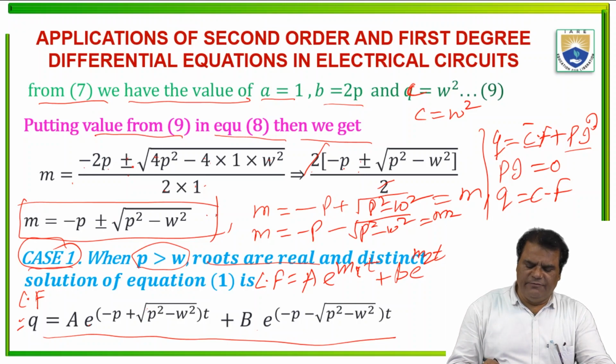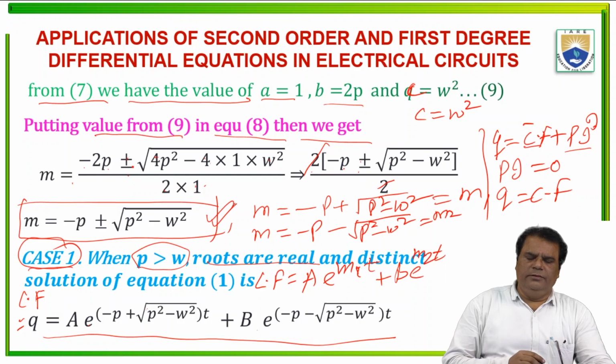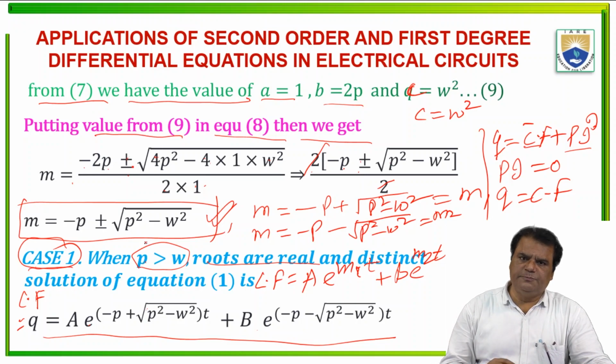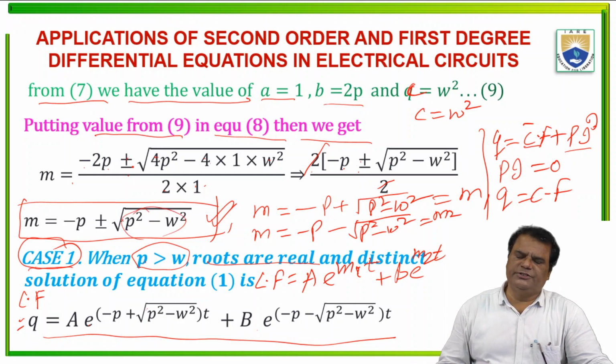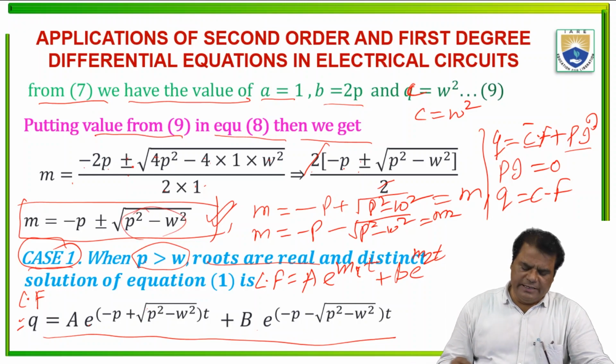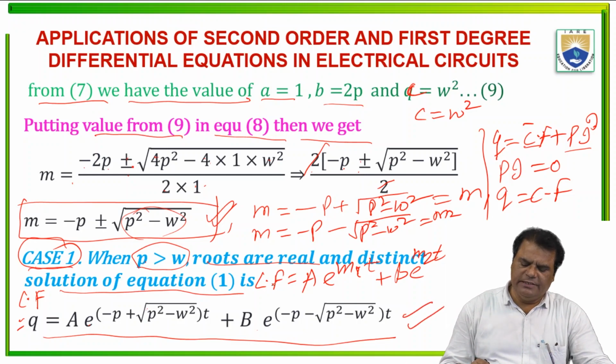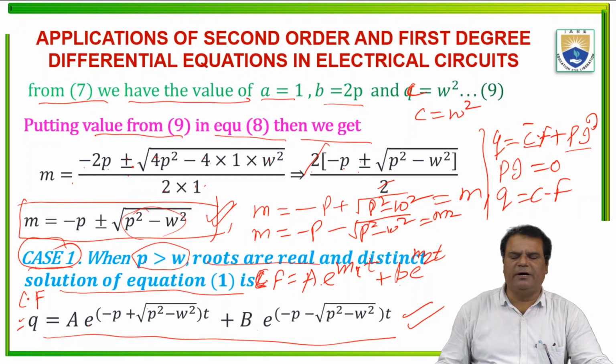First of all, we find this solution. In this solution, we take the condition P is greater than W. P greater than W means P square is greater than W square, so the value under the root is positive. So there are real and distinct roots. After distinct roots, we apply this formula: CF equals A e to the power m1t plus B e to the power m2t, where m1 and m2 are the different roots.